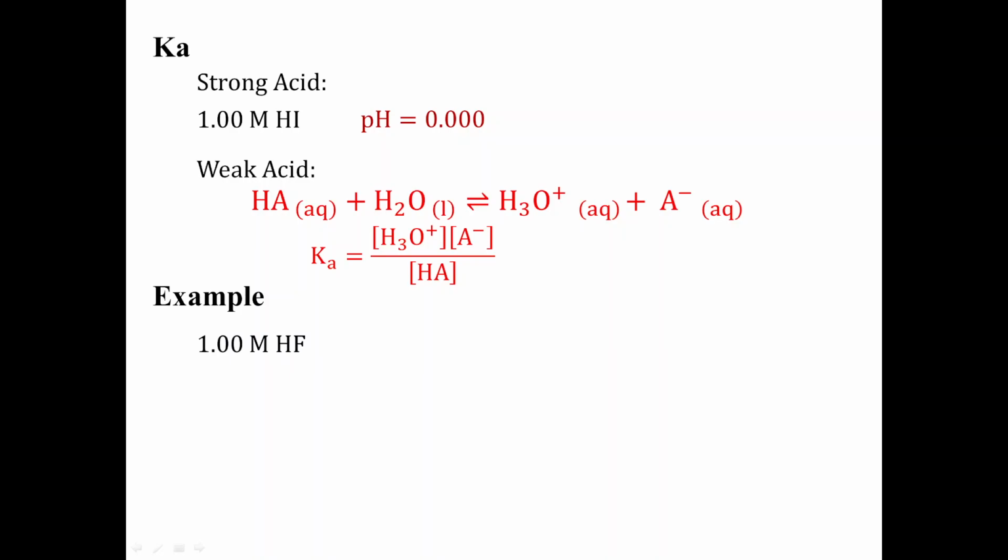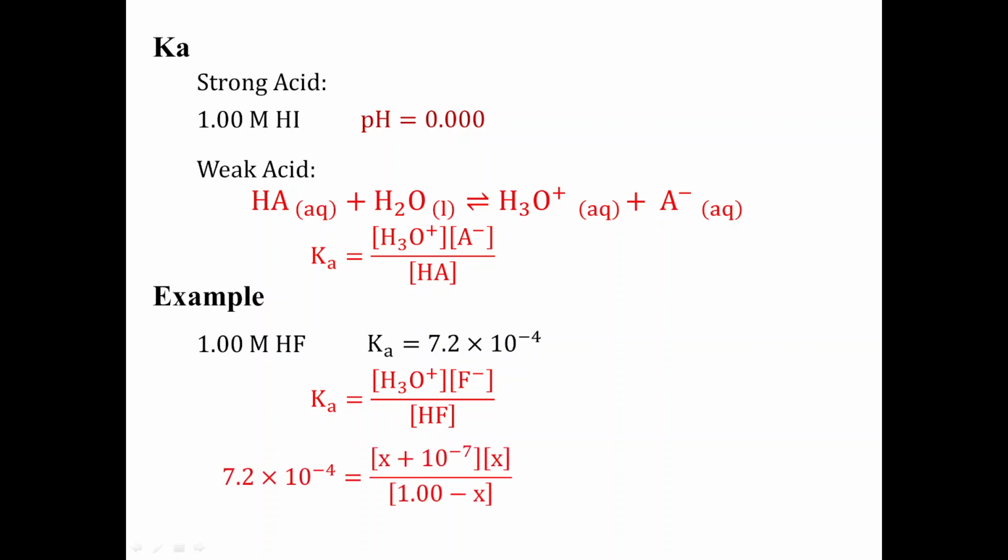Let's say we have 1.00 molar of hydrofluoric acid. It has a Ka value of 7.2 times 10 to the negative 4. So now we can go ahead and plug this in, where our Ka is going to be equal to our concentration of H3O+ times concentration of our conjugate base, which is F- in this case, divided by our concentration of our acid, HF in this case. And we know that our concentration of H3O+ and F- are essentially related to how much HF reacts. And we'll say that that change is by a factor of x.